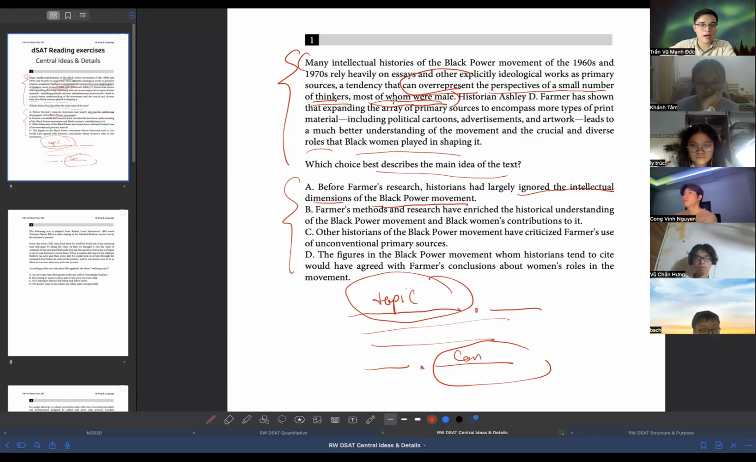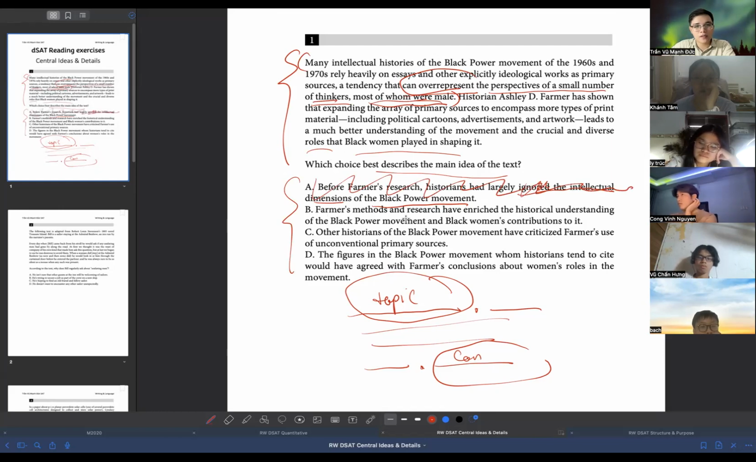So this is not that they are choosing to ignore. They're not ignoring. It is that there aren't a lot of women who are writing essays at that time yet. So it can be wrong to interpret it like that. So A is wrong because the topic sentence isn't talking about that.